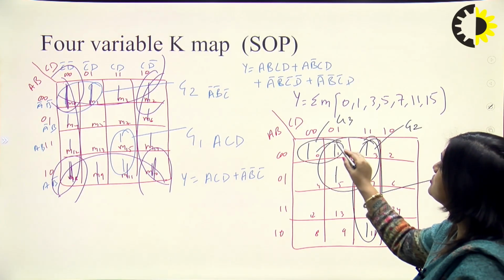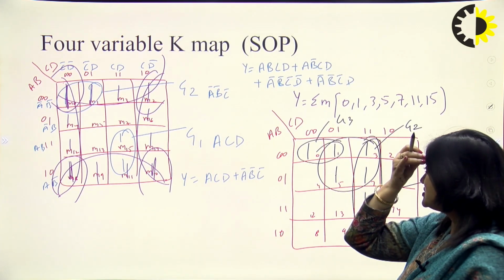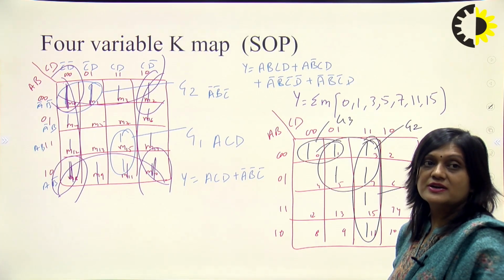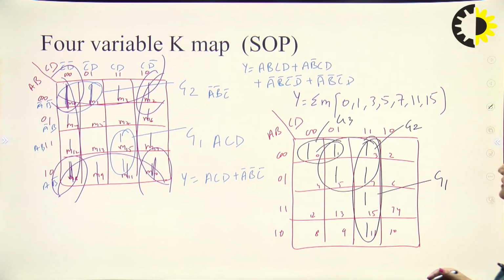And we can see this group, this one is there, which is not shared by another group. So this is not the redundant group. So all these 3 groups are correct here. And we can now give the name to these groups.